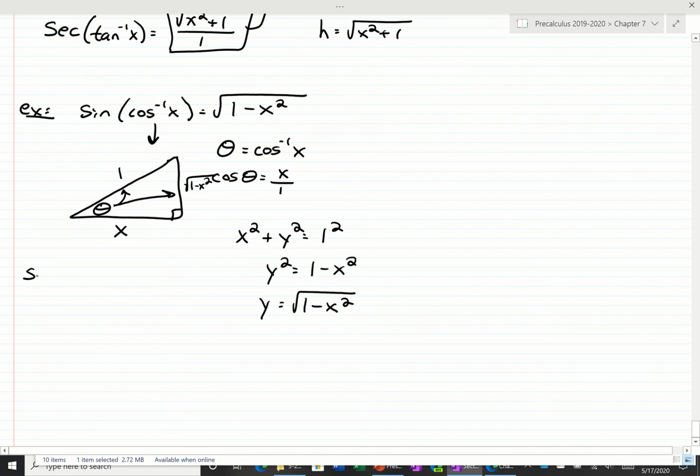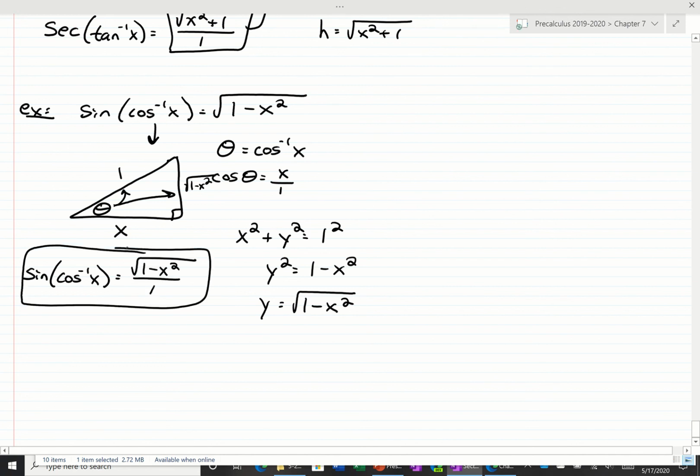So everything works out. The sine of the inverse cosine of x would equal square root of 1 minus x squared over 1. That's exactly what we had to show, and we just showed where that came from by drawing the picture. All right, so stay tuned for the homework.